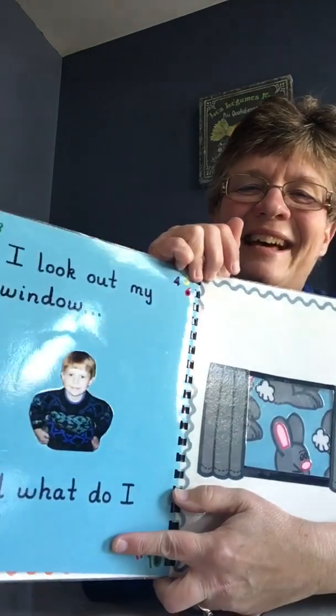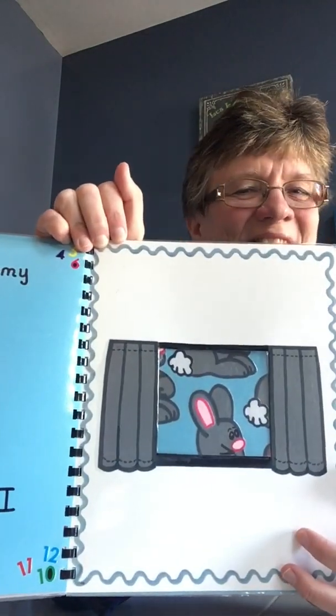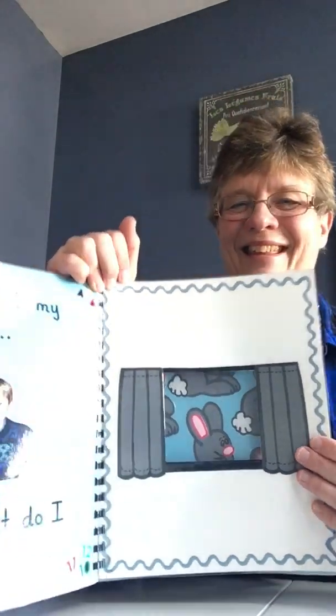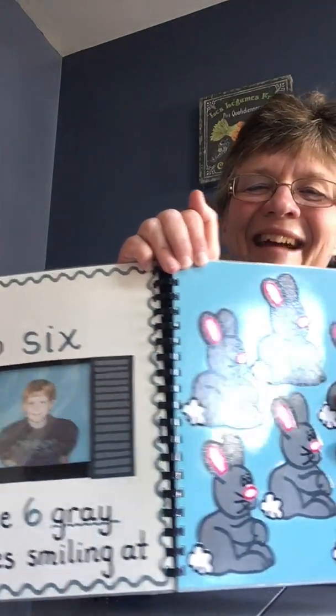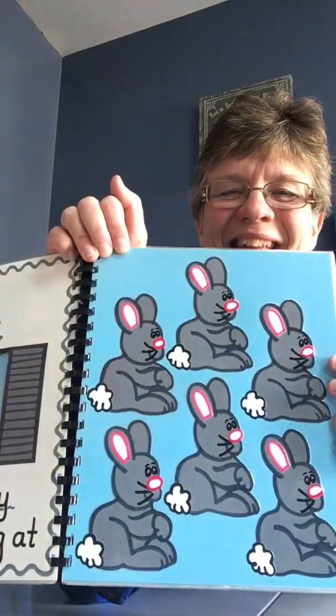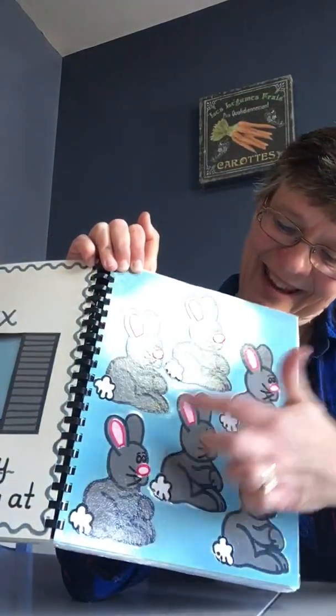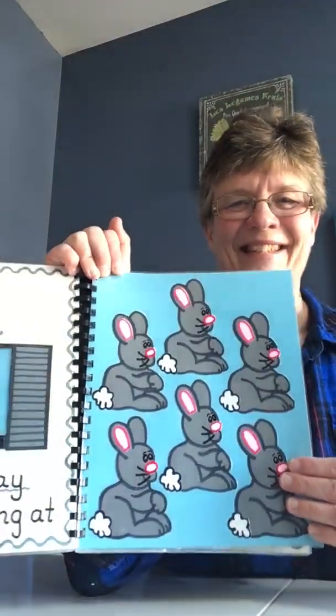I look out my window, and what do I see? What are those? Can you tell? I see 6 gray bunnies smiling at me. 1, 2, 3, 4, 5, 6.